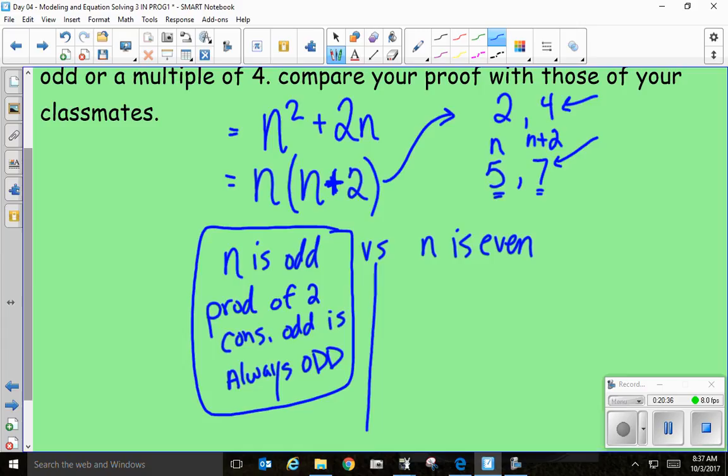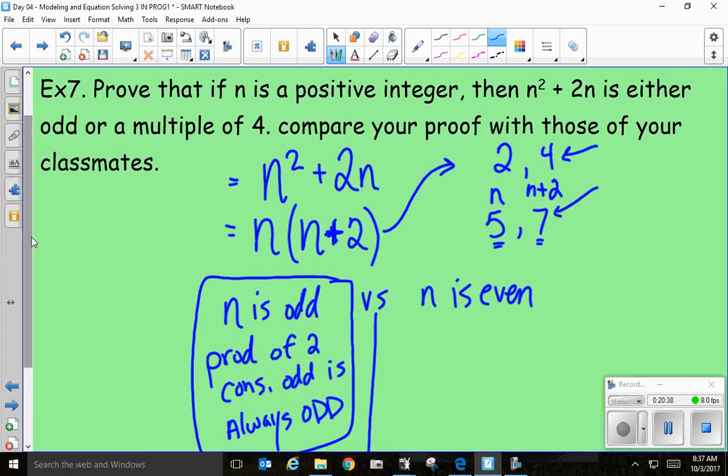Because they want me to prove that it's either odd, which we just did, or a multiple of 4. So let's take a look at what happens when n is even. What is 4 times 6? That's 24, which is even, and that is a multiple of 4. Okay, pick another 2 consecutive even numbers. 10 and 12. That's 120. Guess what? 4 goes in there 30 times.